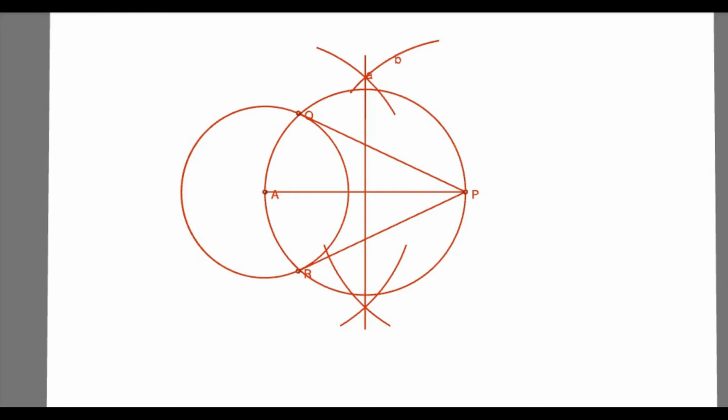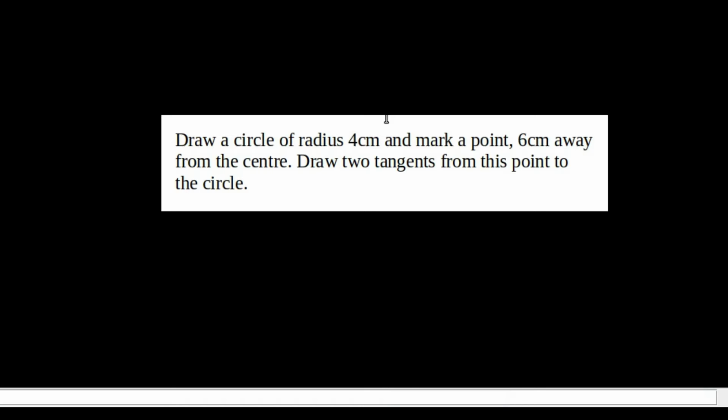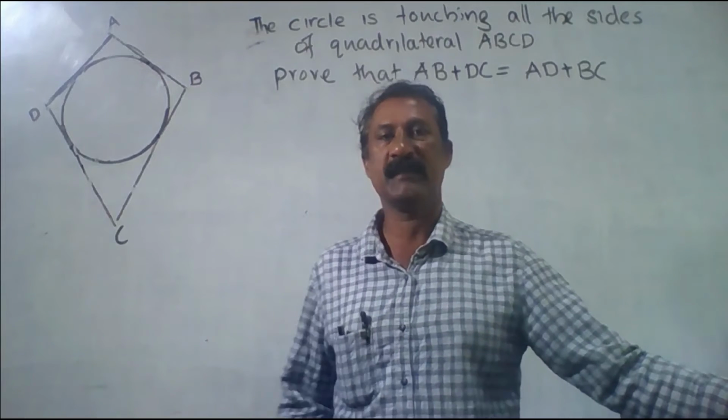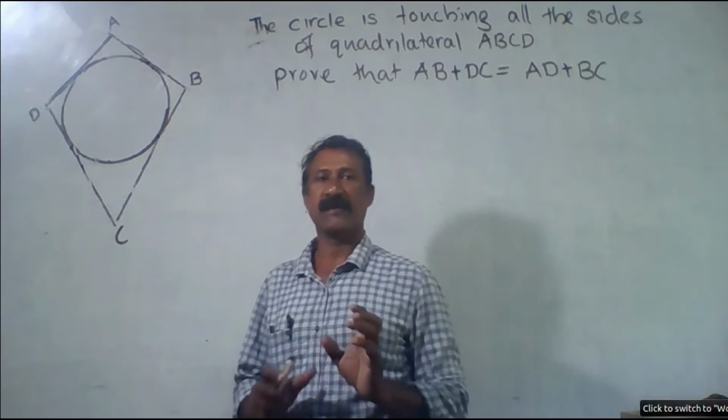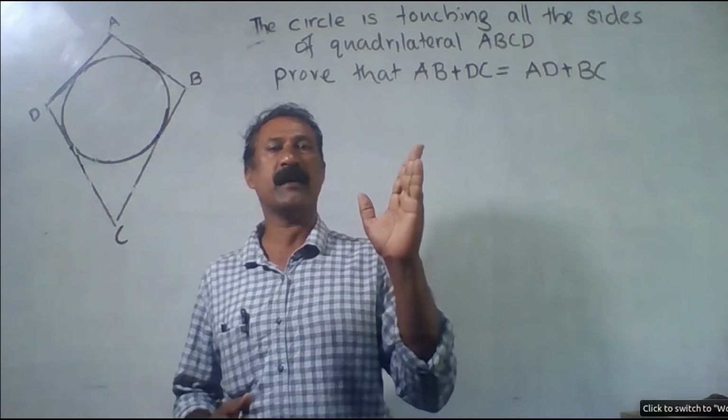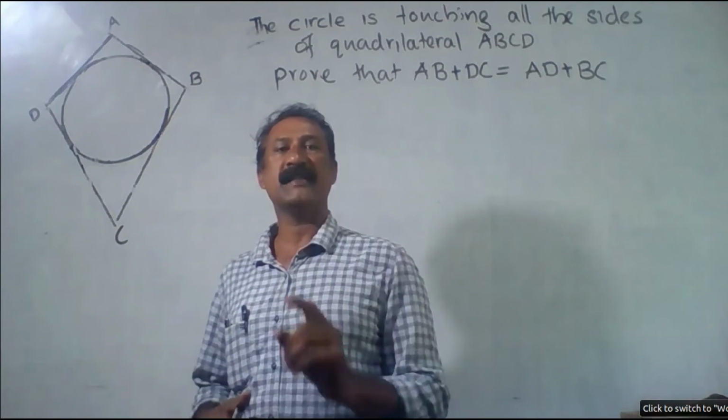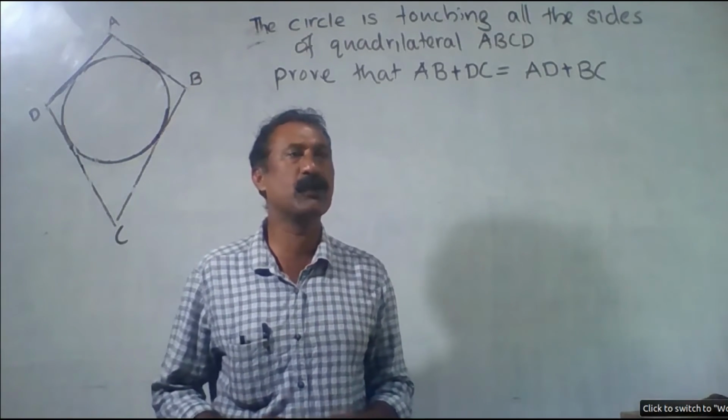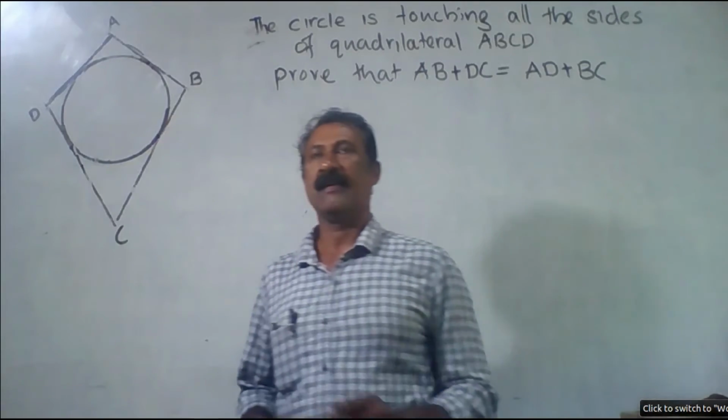Okay. After that, you write another question. Draw a circle of radius 4 centimeter and mark a point 6 centimeter away from the center and draw two tangents from this point to the circle, and draw this figure yourself. Okay, then you write this question. A circle is drawn touching all the sides of quadrilateral ABCD. Prove that AB plus DC equals AD plus BC.